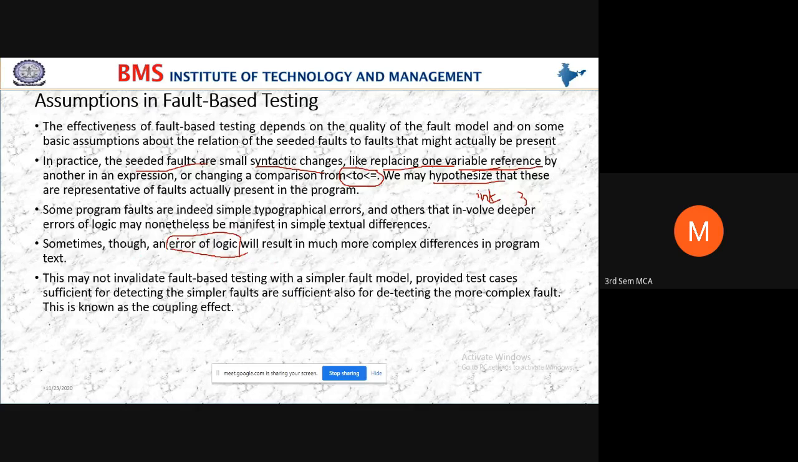So these are all the places where we can find the faults, that is, in the syntax, in the variables, and in the expressions. And sometimes we make a typo error. A typo error happens when we type a message, or sometimes we make a spelling mistake. Next is the logical error. If we make any mistake in the logic, a logical error will occur.